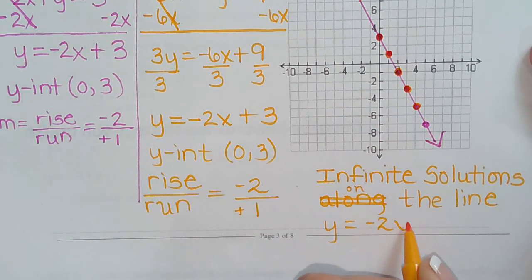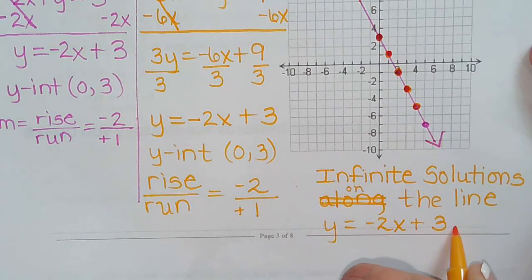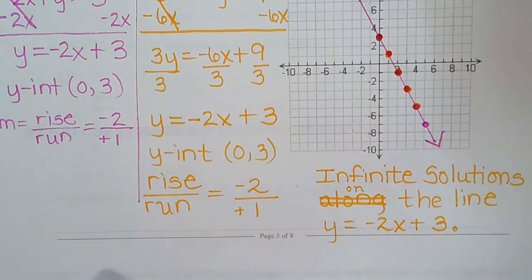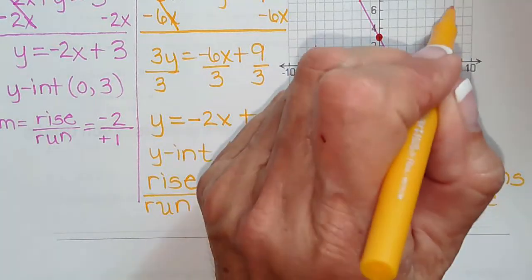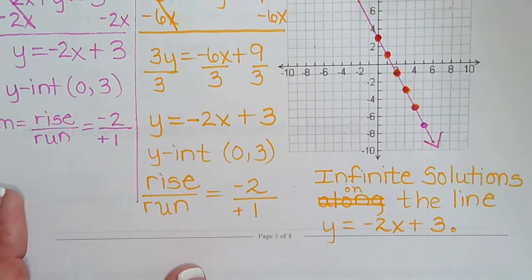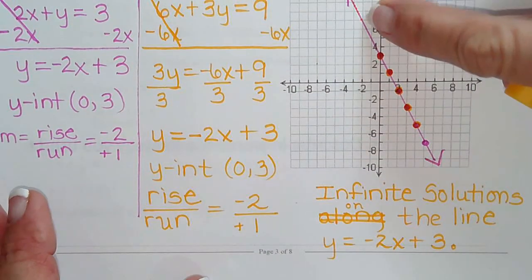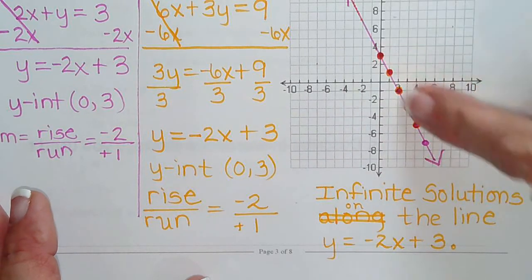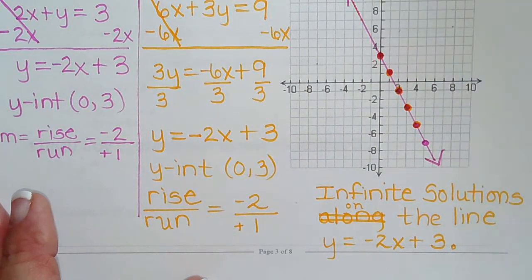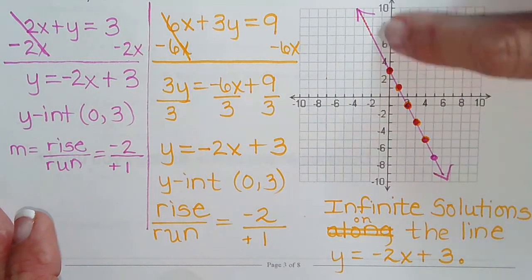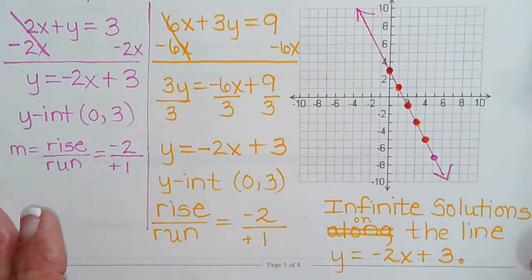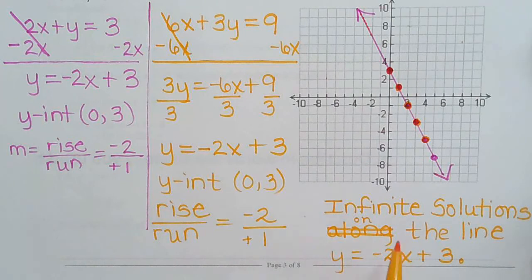And the reason we have to put that, again, I know I explained it to you before, is because if you just write infinite solutions, that means that's a solution, and this is a solution, and they're not. Only the points on that line are solutions. They're still an infinite number because they go on forever in both directions, but those are the only points that are solutions because the two lines share them. So infinite solutions on the line y equals negative 2x plus 3.